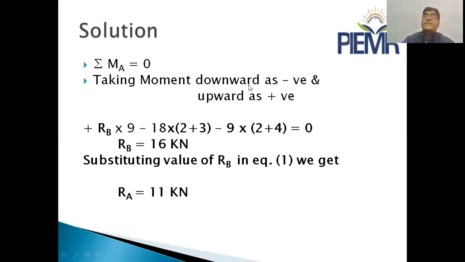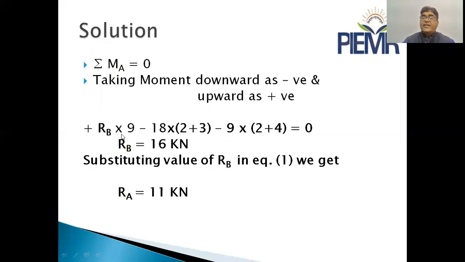And in the moment case, I have already discussed that moment is the reverse of force, because the force produces the reverse effect at another point. Therefore, we will take the moment direction just opposite to the direction of the force. If we have taken the direction of the force downward as positive, then we will take moment downward as negative and upward as positive. So now we will be taking the moment at point A.